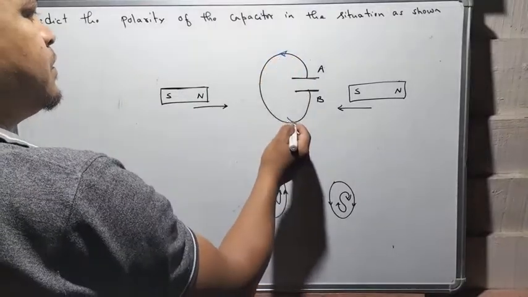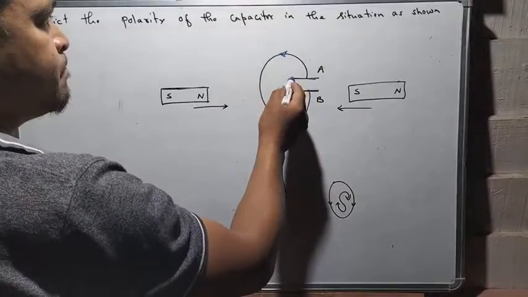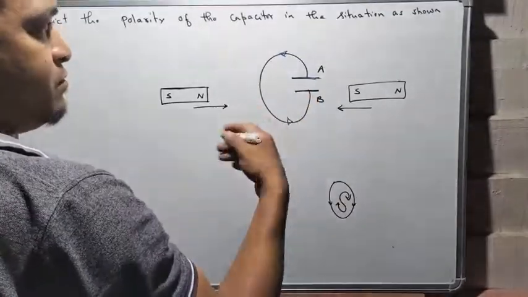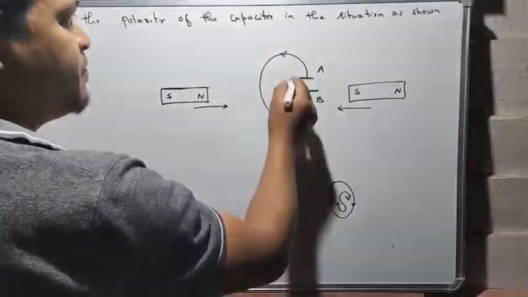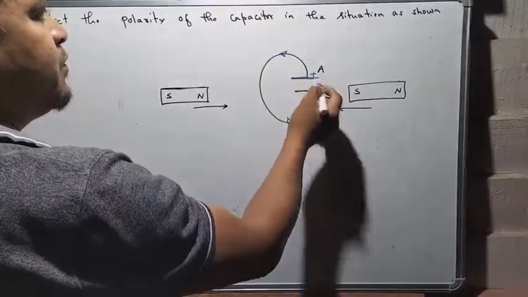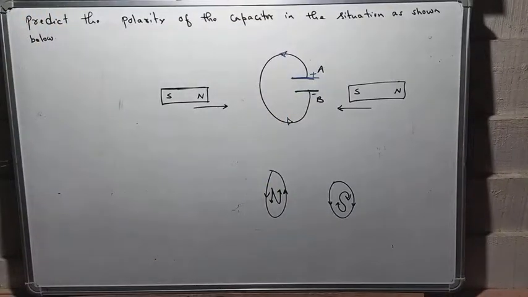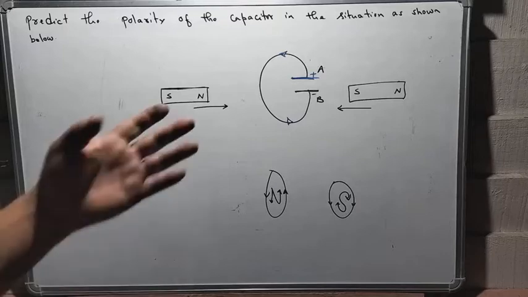So when you look from this side, this current is going in this way. Therefore, I can say that, because we know current always starts from the positive plate and goes to the negative plate, plate A will be positive and plate B will be negative. Okay, so this is how we predict the polarity of a capacitor in this figure.